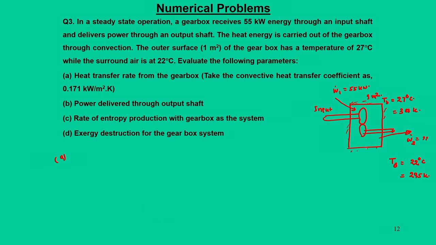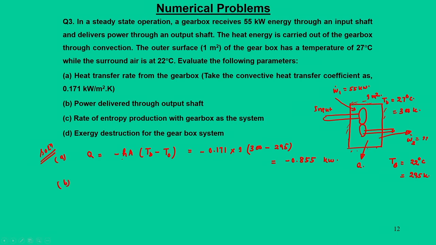Since there is a temperature difference, obviously there will be heat transfer, and Q will be coming out. So, we can find the solution. The first thing is that this Q will be through convection. So, Q can be found as minus H A times T B minus T surroundings. Here H is given, so it is minus 0.171 into area 1 meter square into 300 minus 295. So, this number is minus 0.855 kilowatt.